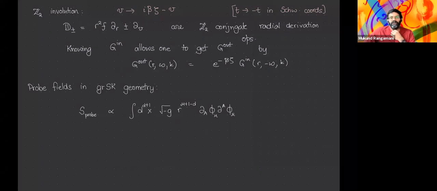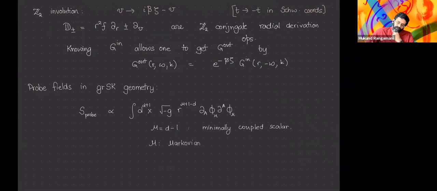I'm going to modulate. So if m equals d minus one, this is a minimally coupled scalar. But I invite you to study with me for a bit the general case, general M, and M I'm going to call the Markovianity index. You'll see why. For now, it's ad hoc. I just pulled something out of my hat.